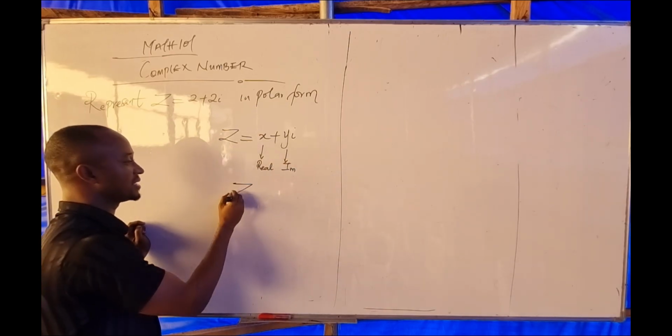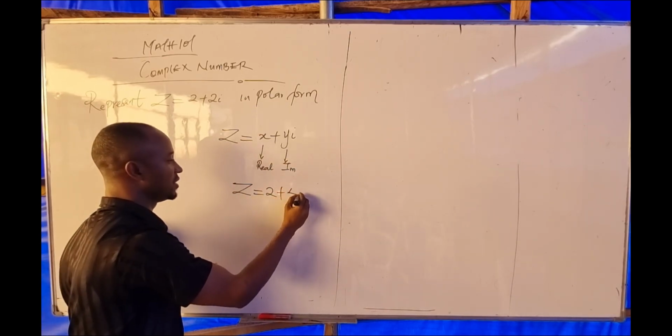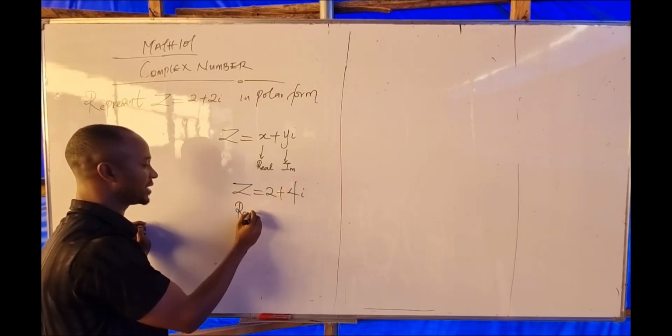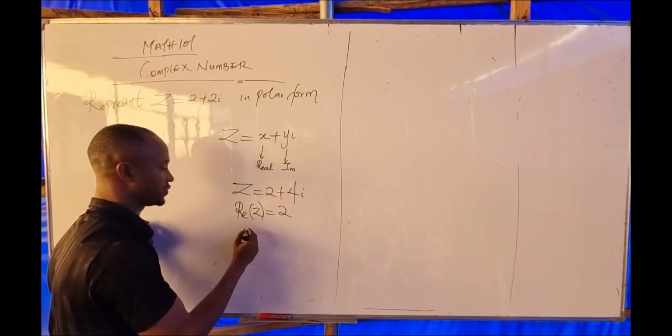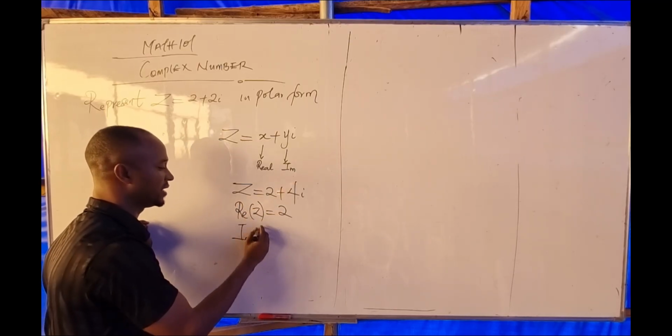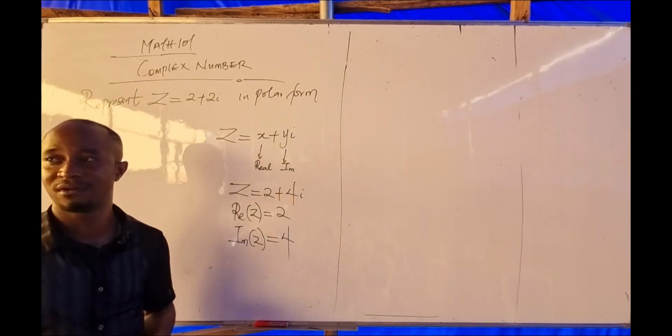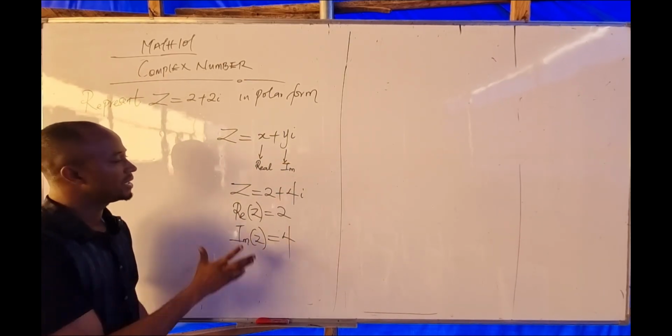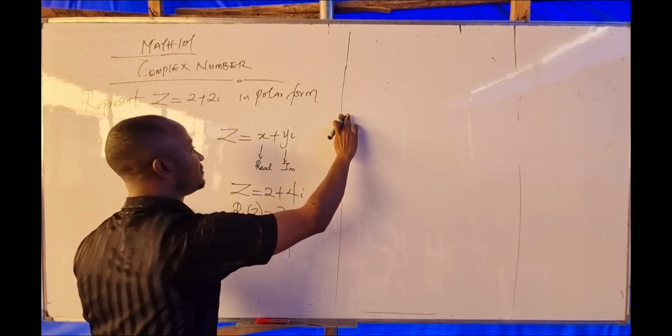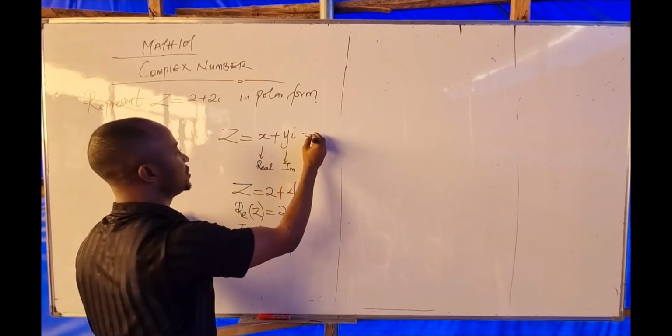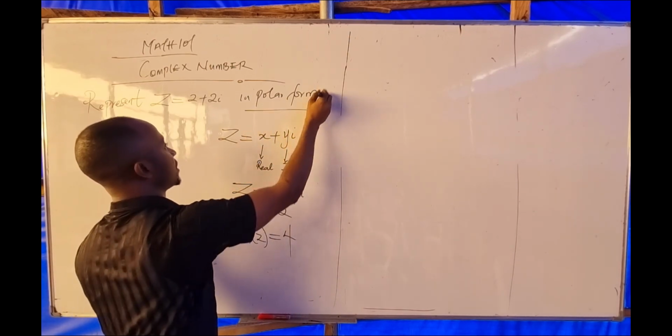For instance, if we have z equals 2 plus 4i, it means that the real part of z is equal to 2, and the imaginary part of z is equal to 4. Looking at this, we can be asked to convert this general form into a form called the polar form.